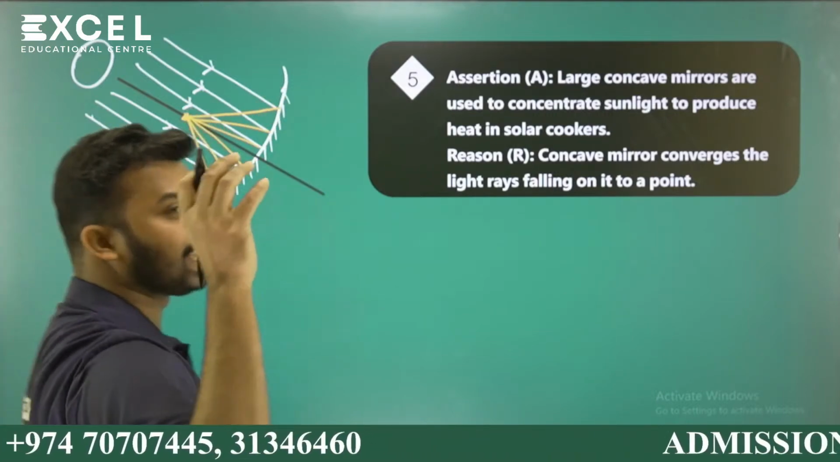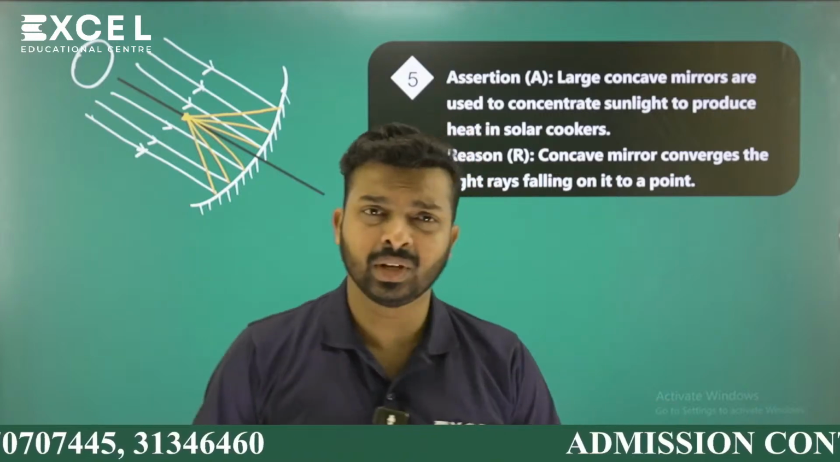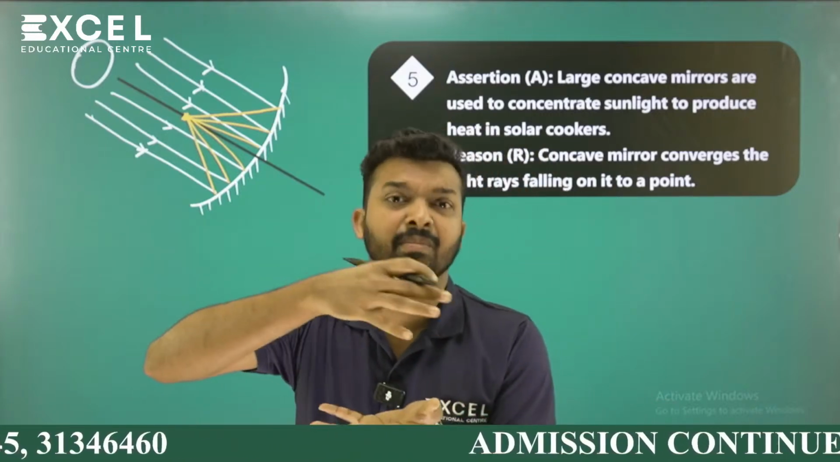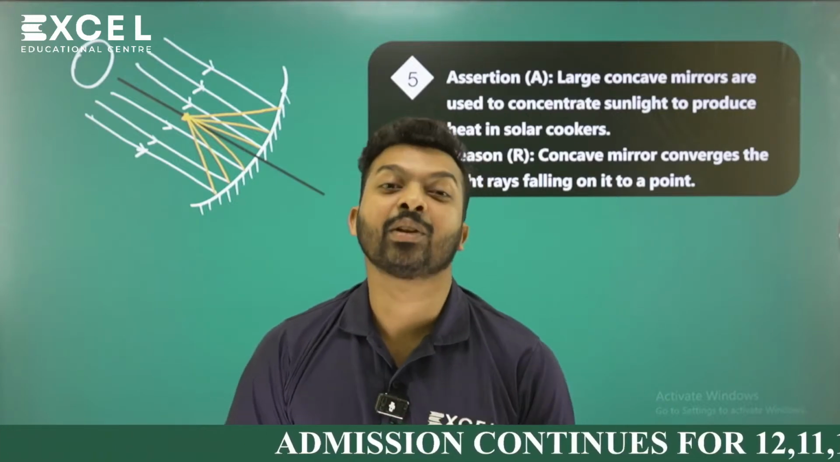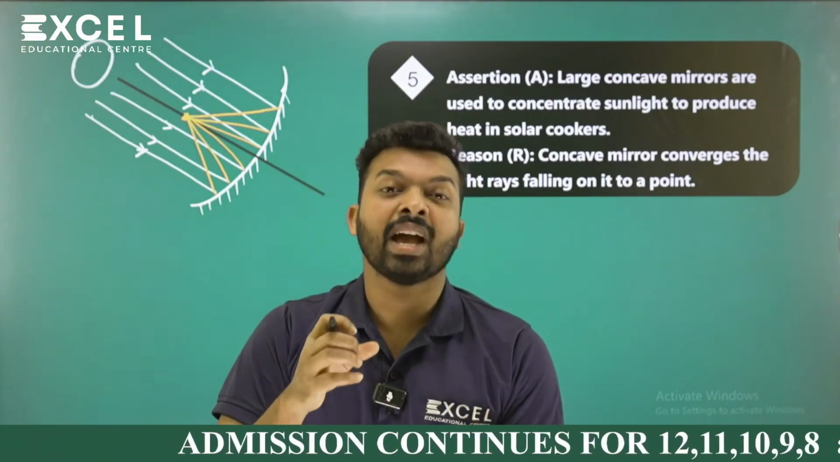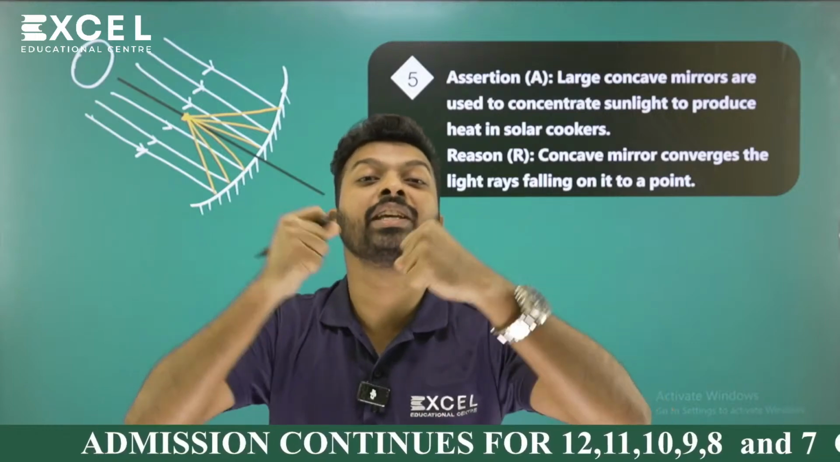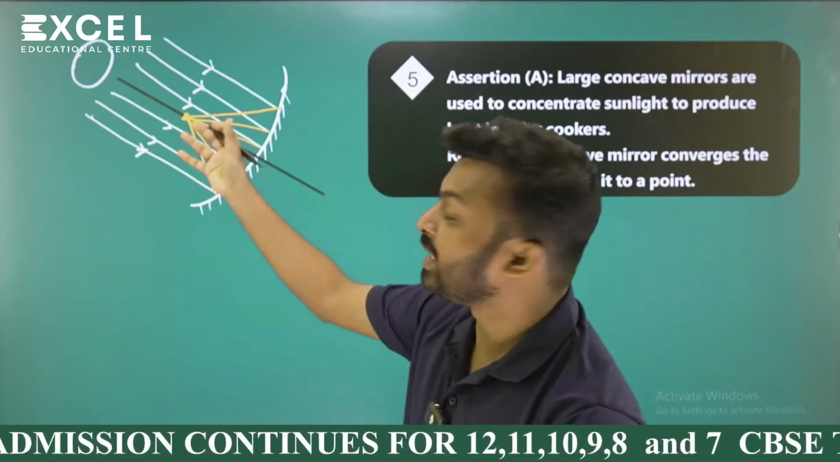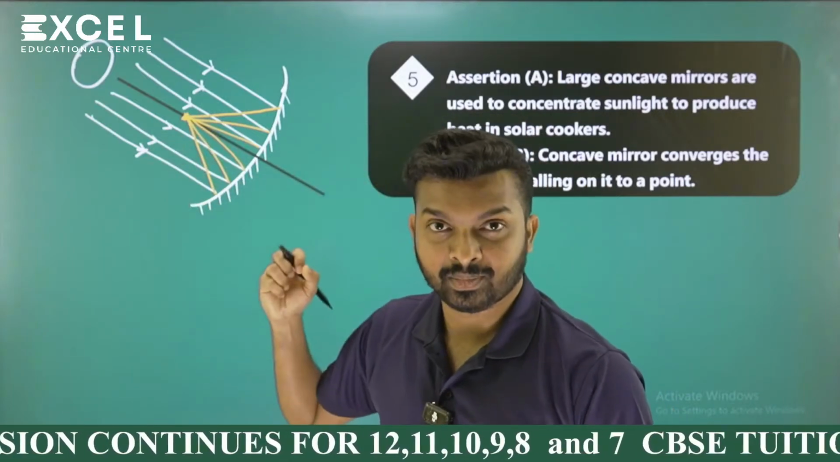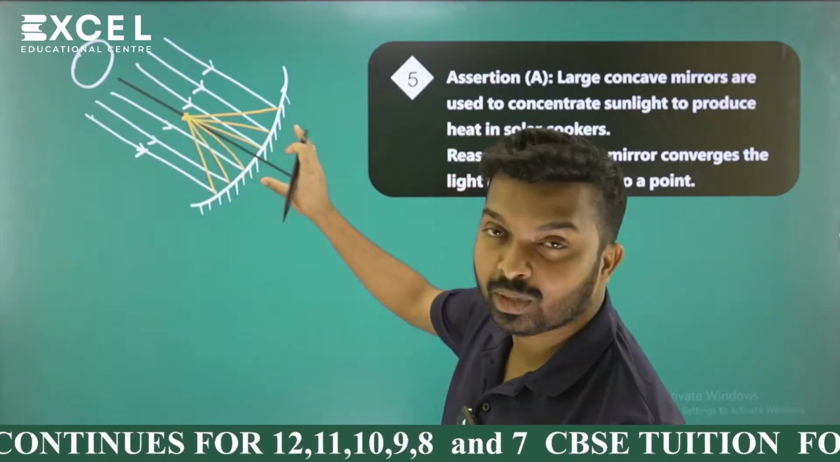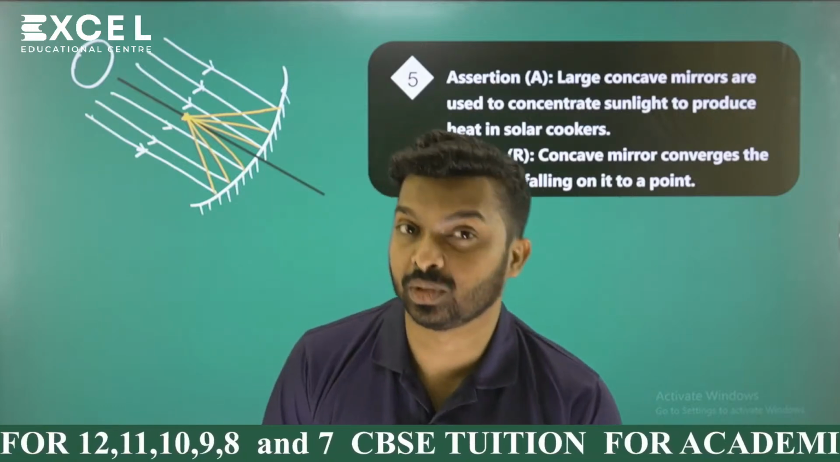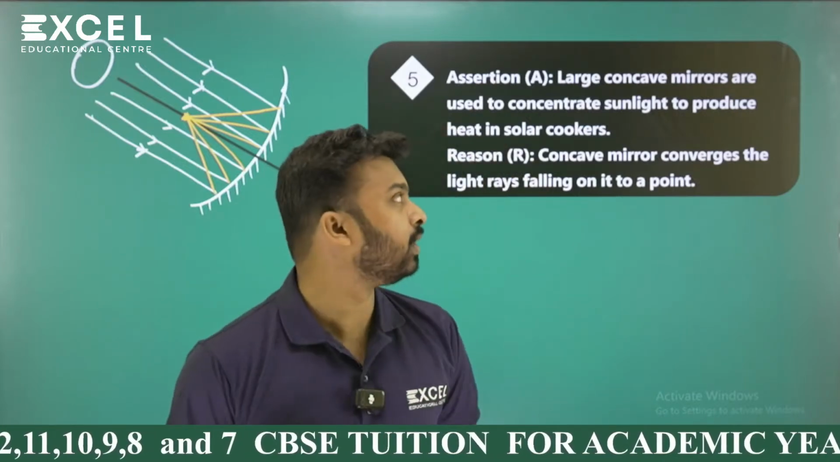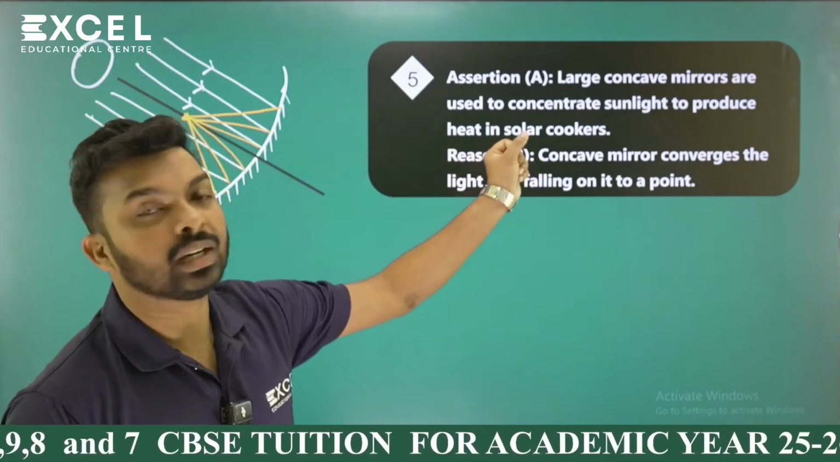Okay, so what happens here? Usually in solar cookers, we'll be having a black plate at the exact focus. This plate has a black color, so it absorbs all the heat coming there. So this plate will have too much heat. All that light will be concentrated here, so too much heat is produced. With that we can actually cook the food. So that is the first thing.